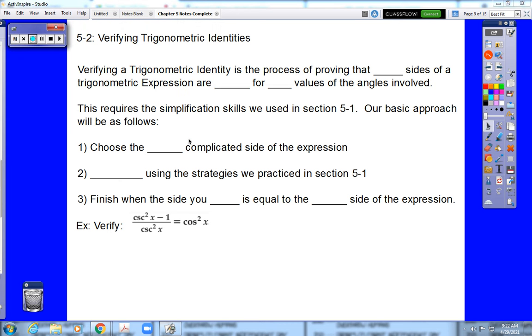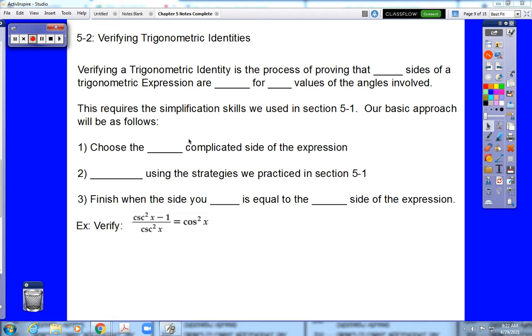Alright, ladies and gentlemen, welcome to the video notes for Chapter 5, Section 2 in your pre-calculus textbook, which is all about verifying trigonometric identities. This will be one of two videos that we're going to do on this. The first video will cover the how-to portion of the notes, along with a couple of examples. And then the second video will simply consist of more examples, including most of the harder examples.